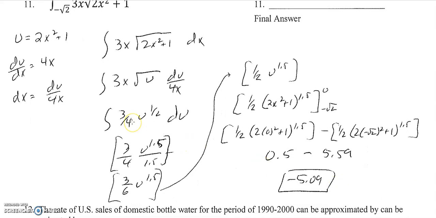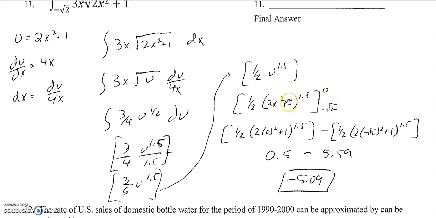We haven't taken the integral yet, so we take the integral, the 3/4 stays in front. The integral of u to the 1/2, add 1, you get 1.5, divide by 1.5. Notice that we have 4 times 1.5 in the denominator, which is 6. So we have 3 over 6, u to the 1.5. 3 over 6 simplifies to 1/2, u to the 1.5. And then we have 1/2, instead of u, we have 2x squared plus 1 raised to the 1.5, going from negative square root of 2 to 0.